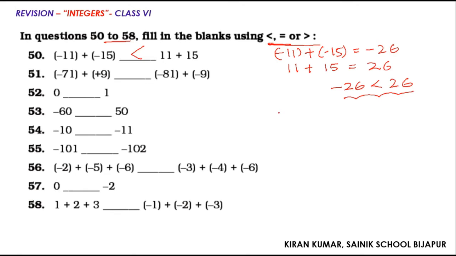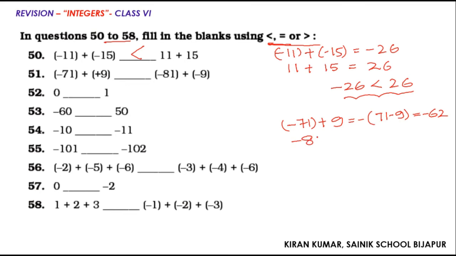Next, we have the same type. We need to solve that. Here negative 71 is added to the positive 9. This will be minus of 71 minus 9 because the absolute values should be subtracted. We need to find the difference. The difference will be negative 62.